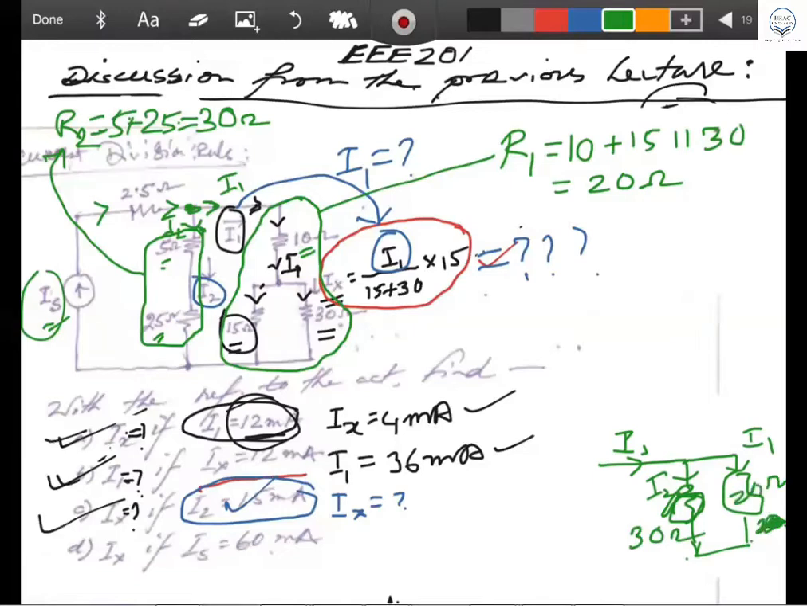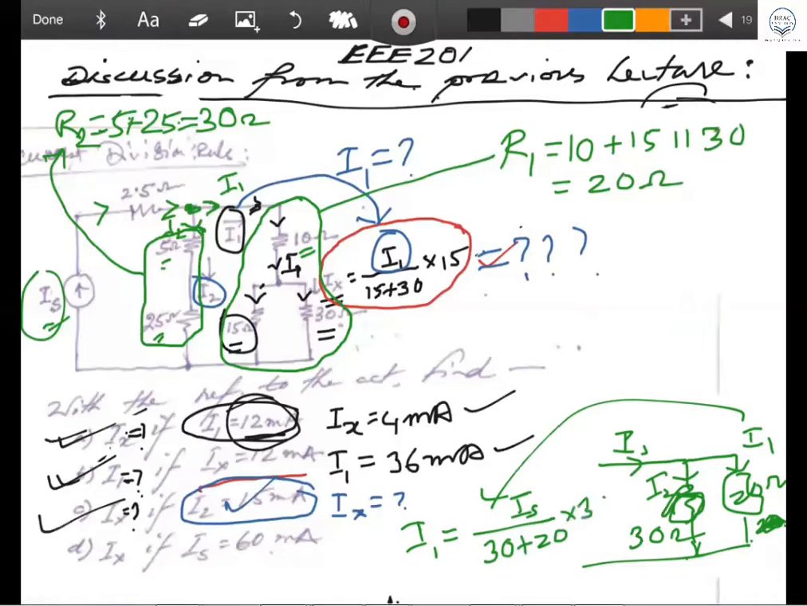So in that case, if you apply the current division rule, then automatically you can tell me this: I1 is nothing but Is divided by the total resistance, the summation of the two resistances, into the opposite resistance. What is the opposite? R2, which is 30. The current division rule gives you I1 equal to this.